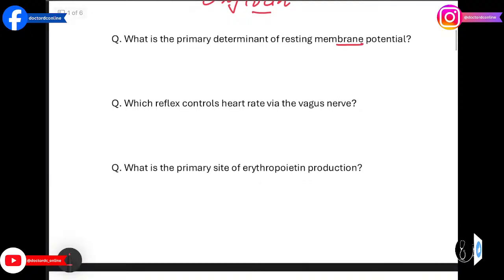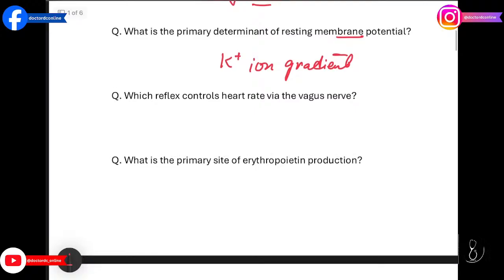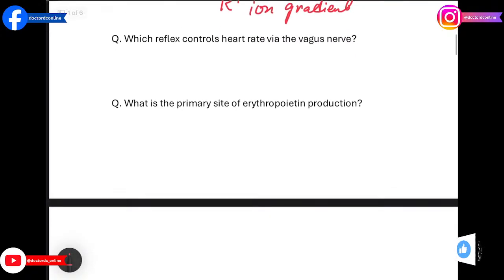The next question is, what is the primary determinant of resting membrane potential? And the answer is potassium ion gradient. The potassium leak channels maintain a negative intracellular potential.